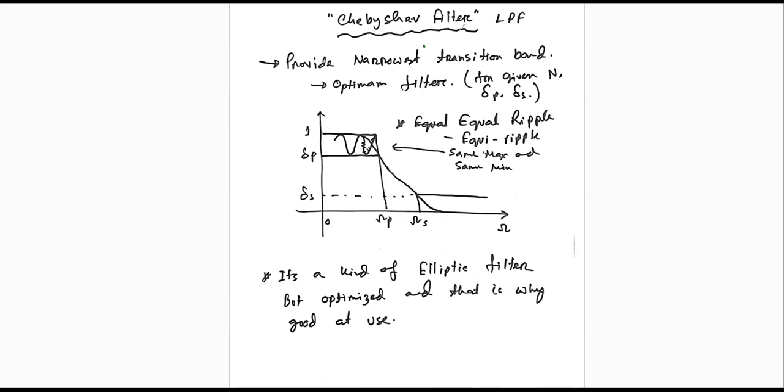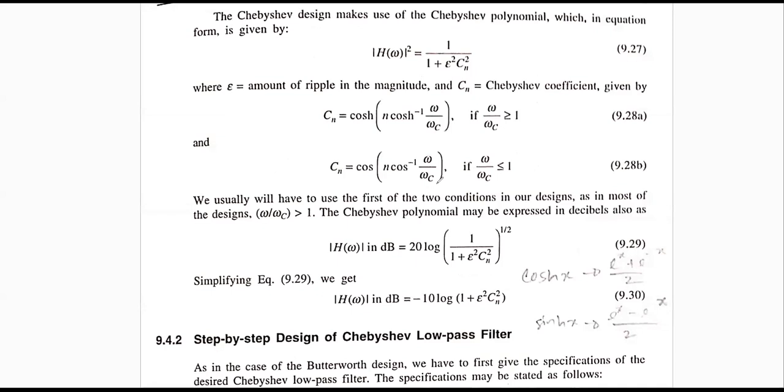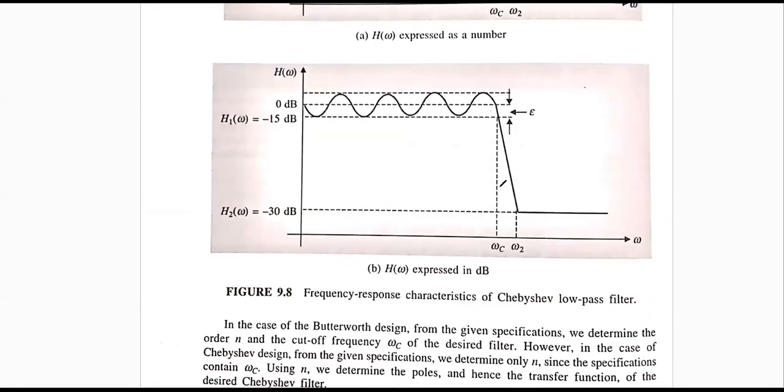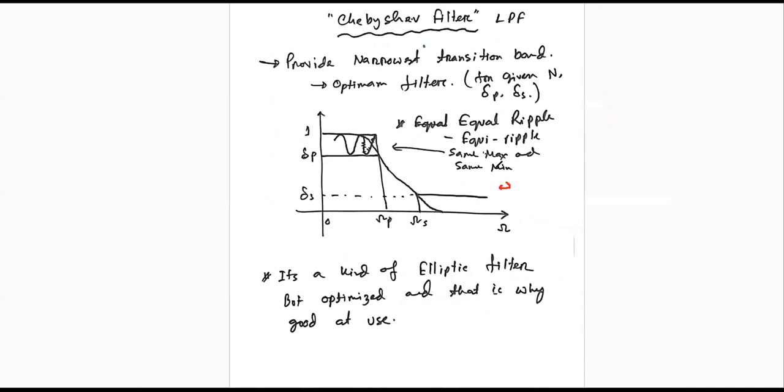About the Chebyshev filter in a different way: it provides the narrowest transition band. I already mentioned the transition band. If I show you, the transition band is very narrow here for the Chebyshev filter compared with the Butterworth filter. We always compare our filter with the Butterworth filter. And this is optimal.